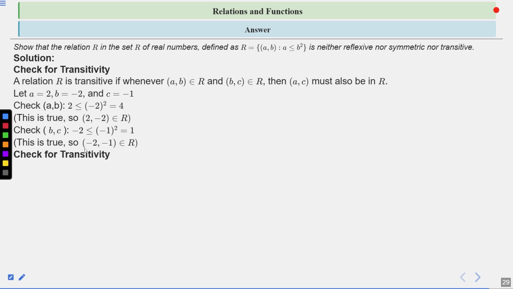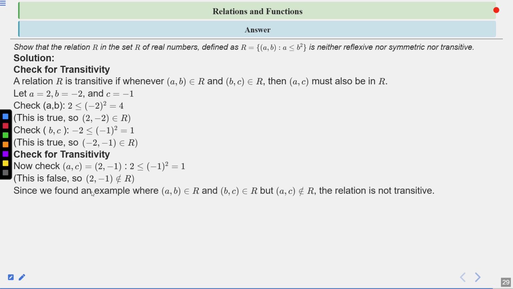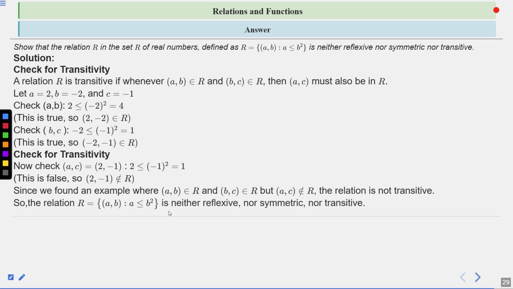Now for (a, c), a is 2, c is -1. So 2 is less than or equal to (-1) squared, which is not true. So (2, -1) doesn't belong to R. Since we have found an example where (a, b) belongs to R, (b, c) also belongs to R, but (a, c) doesn't belong to R, so not transitive. So the relation is neither reflexive, nor symmetric, nor transitive.